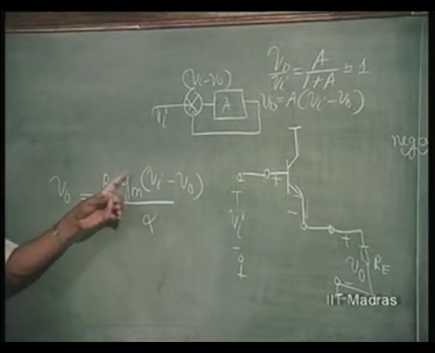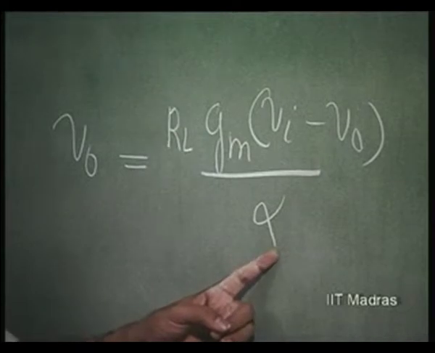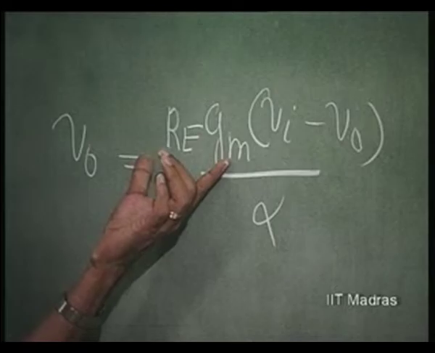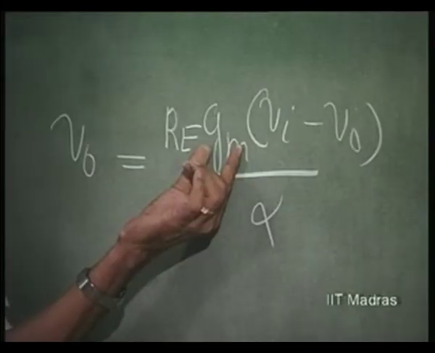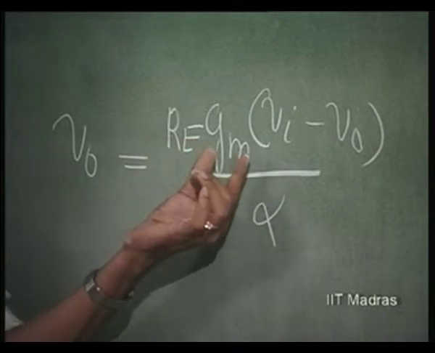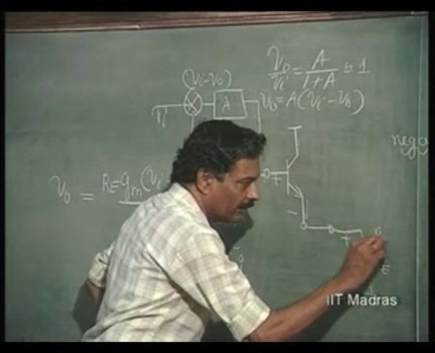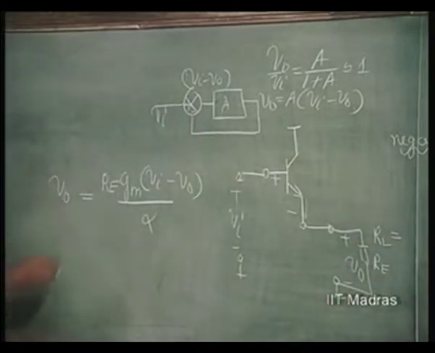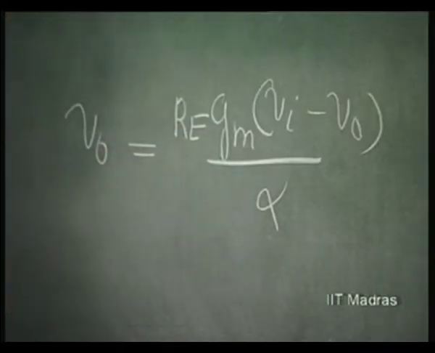So, what is the A factor? Nothing but Gm RL by alpha in this case. The same thing, Gm RL, which is nothing but Gm RE in this case. RL is the same as RE. So, I am putting a load which is called RE. So, the gain is Gm into RE instead of RL. RL equal to RE. So, the gain A factor is nothing but Gm RE by alpha.